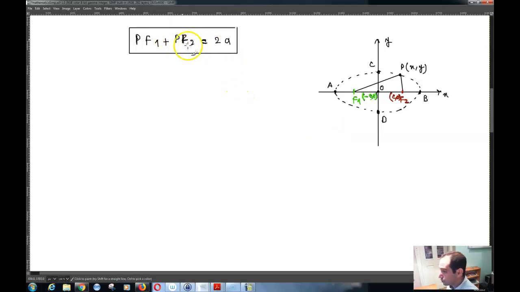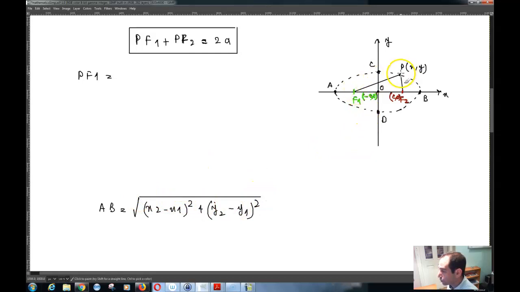So now the PF1. You know that the distance formula is AB equal to the square root of x2 minus x1 whole squared plus y2 minus y1 whole squared. Since you want to find PF1, one of the points is x comma y, the other point is negative c comma 0. This point over here is F1, and the coordinates are negative c comma 0. And this point over here is F2, and the coordinates are c comma 0.